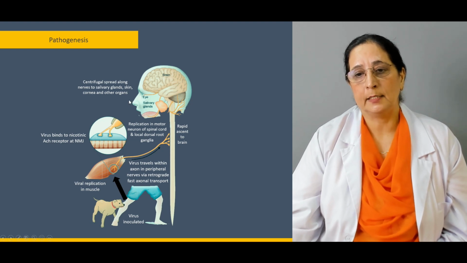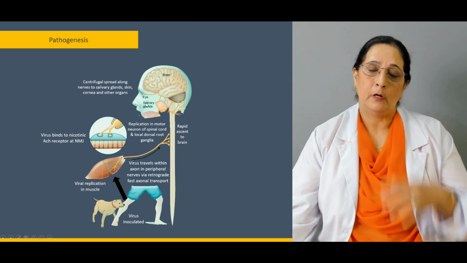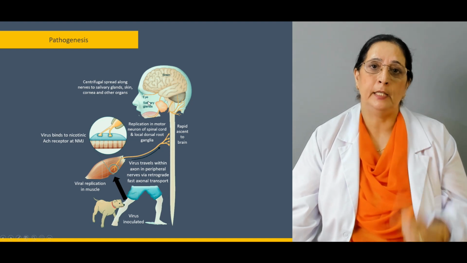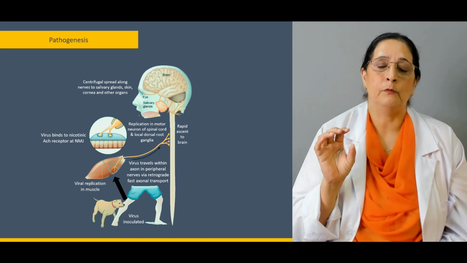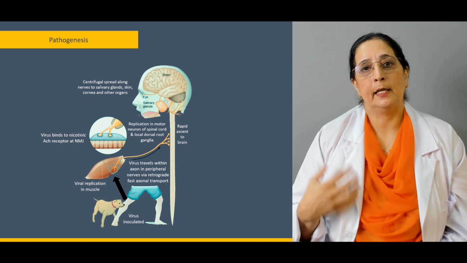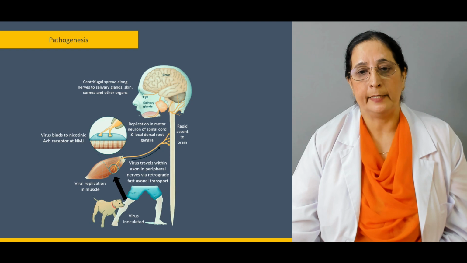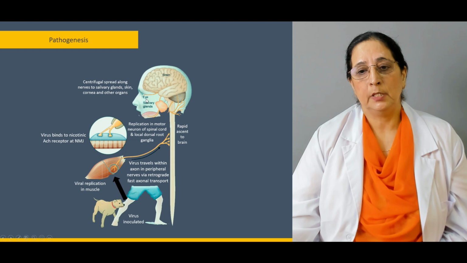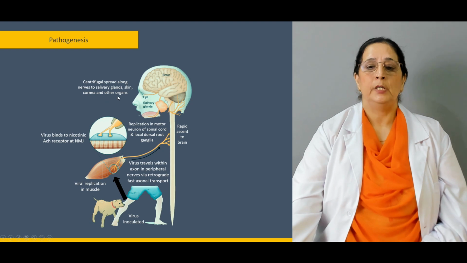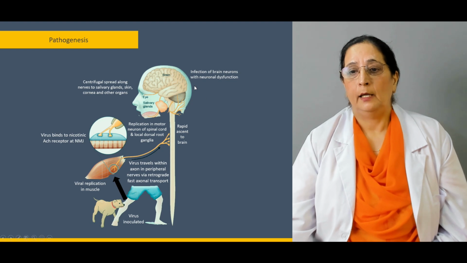From the brain there is centrifugal spread to the salivary glands, because there is excessive salivation in rabies infection. The salivary glands are also involved, and there is increased salivation and drooling from the mouth of the patient who has rabies infection. So centrifugal spread occurs to the eyes, salivary glands, the cornea, and also to other organs of the body. And there is also infection.